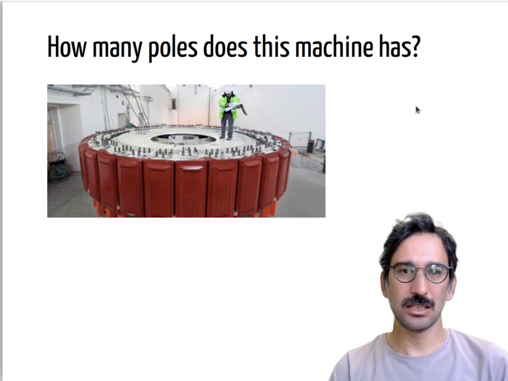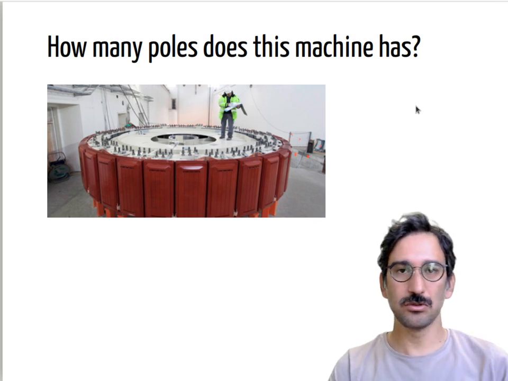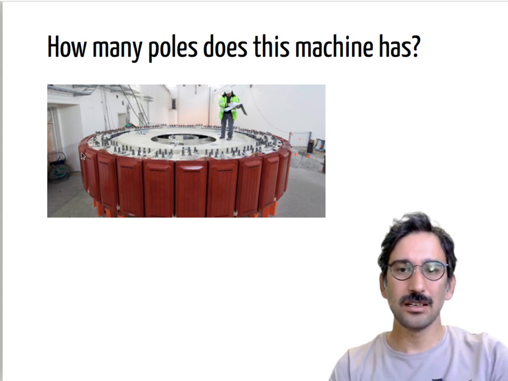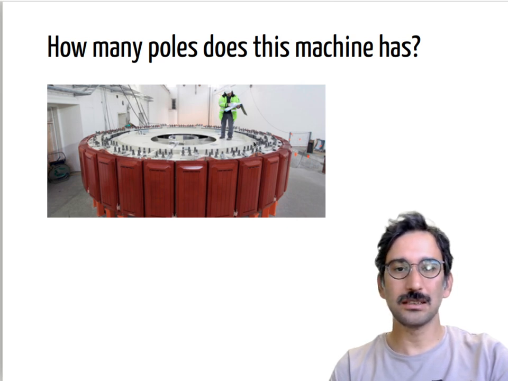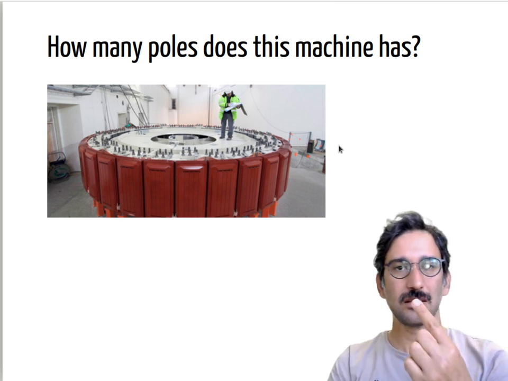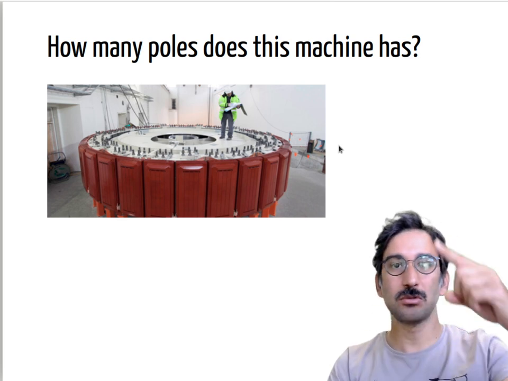This machine is used in a hydroelectric power station as a synchronous generator. Again, let's see. 1, 2, 3, 4, 5, 6, 7, 8, 9, 10, 11, 12, probably that is I think half of the symmetry. So this machine should have like 24 poles. Okay, the half of the thing. So this machine has 24 poles, so it makes one rotation, but the electrical system makes 12 rotations.